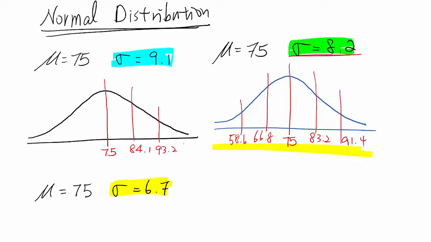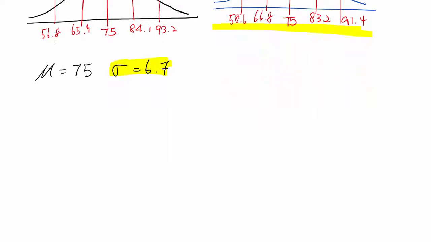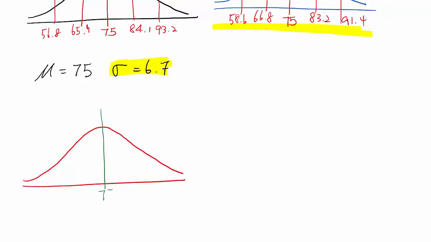Now the left side, I still subtract 9.1 from 75. Then the first left sigma value is equal to 65.9, and then the second sigma on the left will be 56.8. Okay. I also show the third set here. So I just draw the normal curve. Okay. Then the center will be 75.